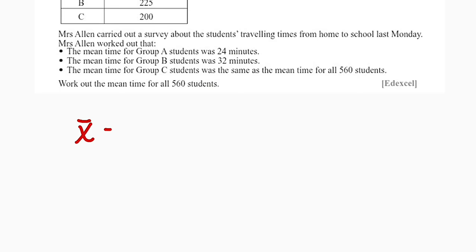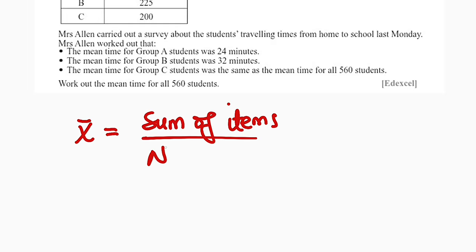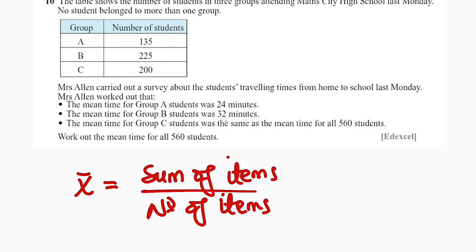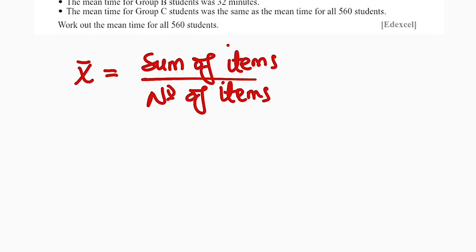So one thing you should remember is what is mean. Mean, given by x bar, is equal to the sum of all items, divided by the number of items. So here, the items we are talking about are the time in minutes, and the number of items will correspond to the number of students. Since we have their corresponding means for Group A, Group B, and that of Group C, let me say this is Group A, this is Group B, and this is Group C.